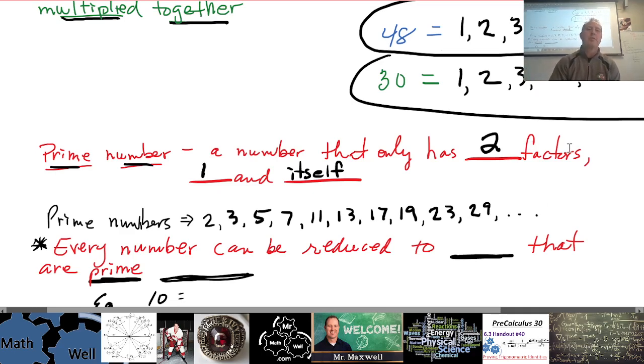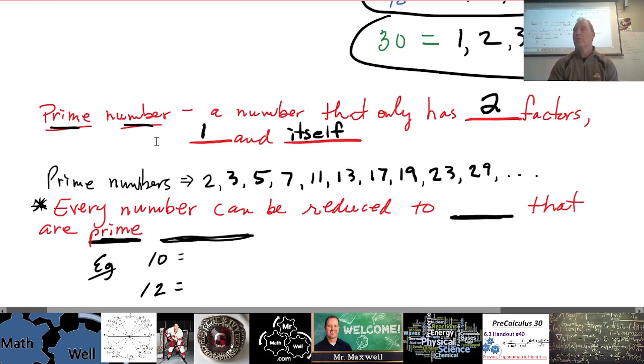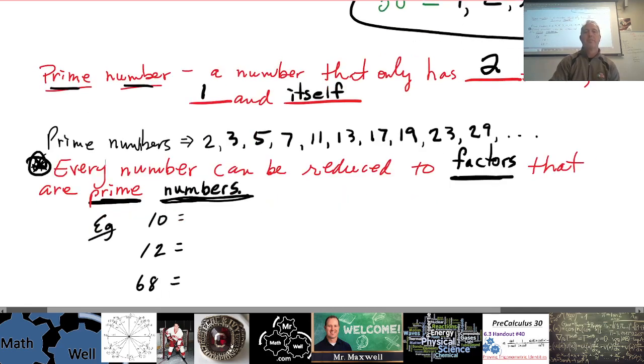So every number can be reduced, and the reason why we're exploring prime numbers today is because every number can be reduced to factors, and this is part of your notes, so you should be writing this down and filling this out for you, but every number can be reduced to factors that are prime numbers. So that's an important note there. Make sure you have that in your notes. What is a prime number, and the fact that every number can be reduced to factors that are prime numbers.